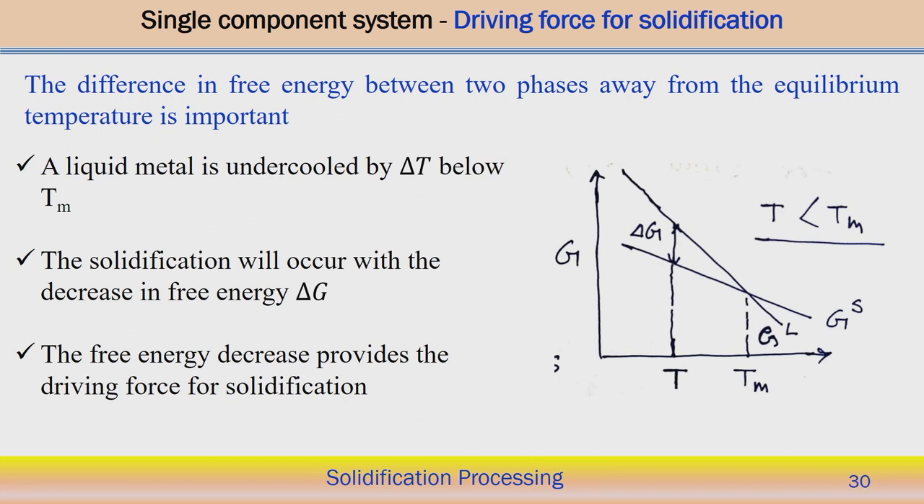Now, we try to understand a single component system when there is a change of phase from liquid to solid. That means during solidification, how we can interpret the change of the Gibbs free energy. The difference in free energy between the two phases away from the equilibrium temperature is very important. Schematically, for the sake of understanding, we can consider this as a linear curve, but actually it is not linear; it can be two nonlinear curves.